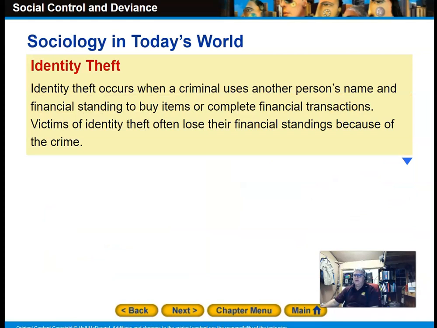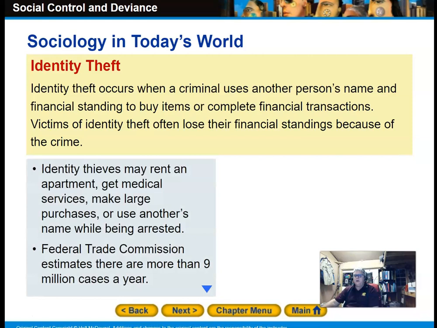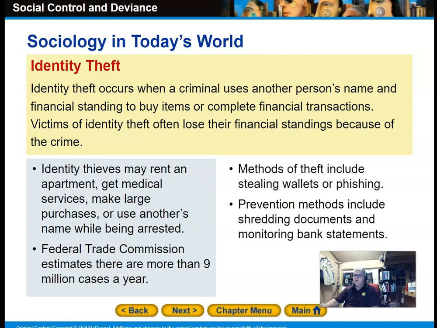Identity theft occurs when a criminal uses a person's name and financial standing to buy items or complete financial transactions. Victims of identity theft often lose their financial standing because of the crime. Identity thieves may rent an apartment, get medical services, make large purchases, or use another's name while being arrested. The Federal Trade Commission estimates there are more than 9 million cases of identity theft each year. Methods of theft include stealing wallets or phishing. Prevention methods include shredding documents, monitoring bank statements, and not opening emails that are suspicious.